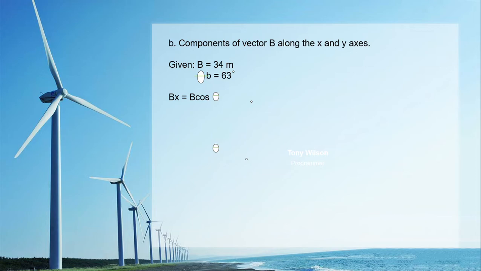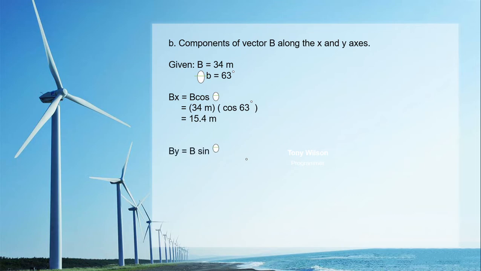Just always remember, if the component along the x-axis is unknown, you have to use cosine. If the component along the y-axis is unknown, you have to use sine. So do the same. You put the values. For the magnitude of B, 34 meters. The angle is 63 degrees. So 34 meters cosine 63 is equal to 15.4 meters.